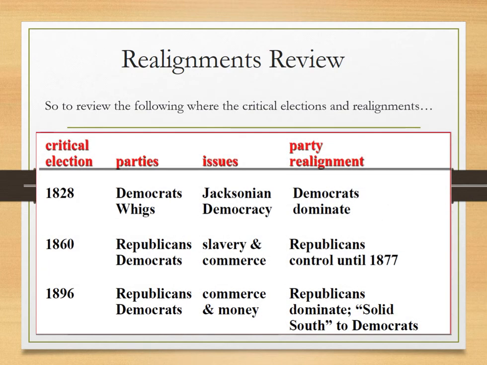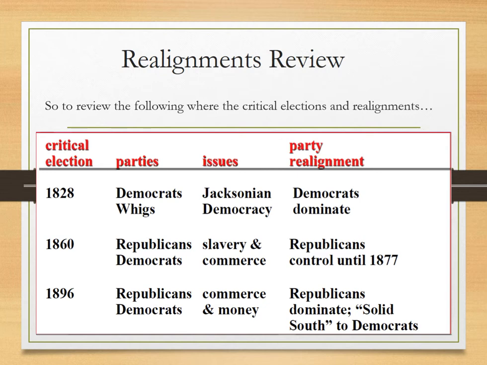So let's review the history I gave you, the history of realignments. I'm going to give you some tables that showed you the critical election, the parties that were in power, the issues, and the party realignment. So if you go back to 1828, you had the Democrats and the Whigs. The issue was Jacksonian democracy, the way in which Andrew Jackson was arguing for a vigorous executive, for some stronger powers within government, but he was also arguing this from the standpoint of creating a strong populist and grassroots appeal to his party. And clearly the Democrats dominated in this era.